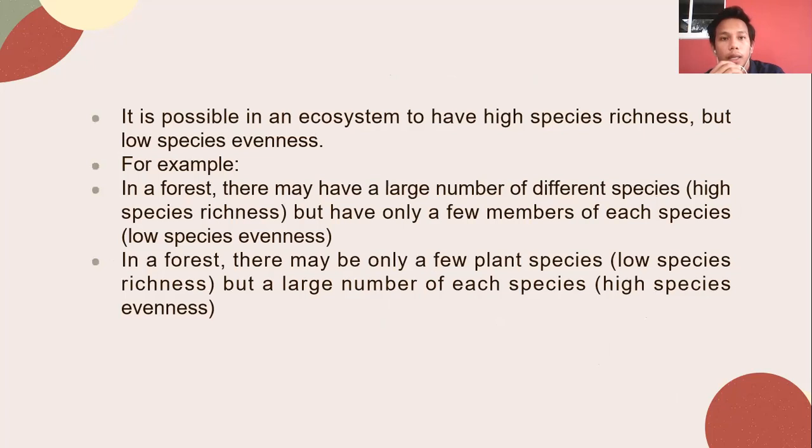It is possible in an ecosystem to have high species richness but low species evenness. For example, in a forest, there may be a large number of different species, which is high species richness, but only a few individuals of each species, low species evenness. In another forest, there may be only a few plant species, which is low species richness, but a large number of individuals of each species, which is high species evenness.